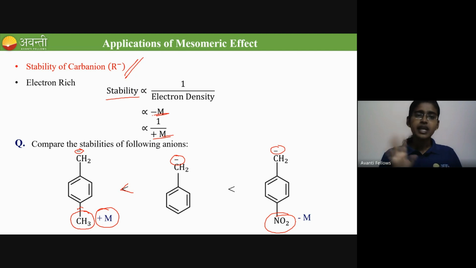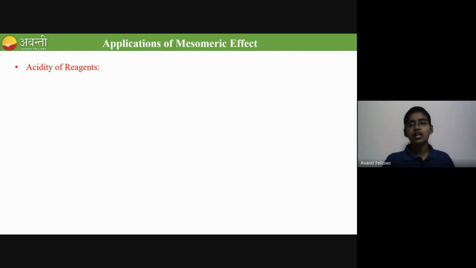Then the second application is you can find out the acidity of reagents. How to find out the acidity of reagents using the mesomeric effect? Acidic strength is directly proportional to Ka.